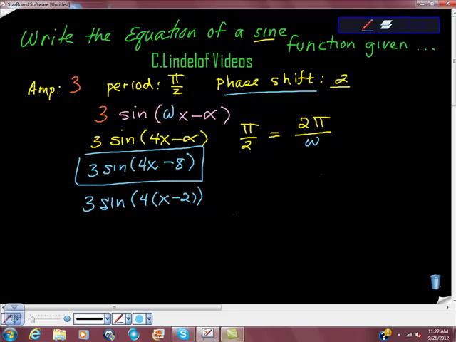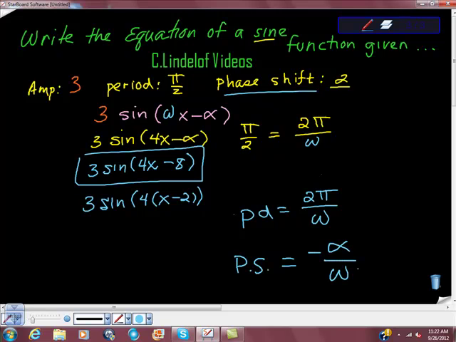Okay? This is actually really straightforward once you get the idea of what pieces you have. So what you're looking for is, do you know what the formula for period is? The formula for period is equal to 2 pi over omega. Remember, omega is the number that's in front of x here. We also know that phase shift, PS, is equal to opposite alpha over omega. So if they give us this phase shift and we already know omega, we can go back and solve for alpha. All right, and then we just pull all our pieces back together.